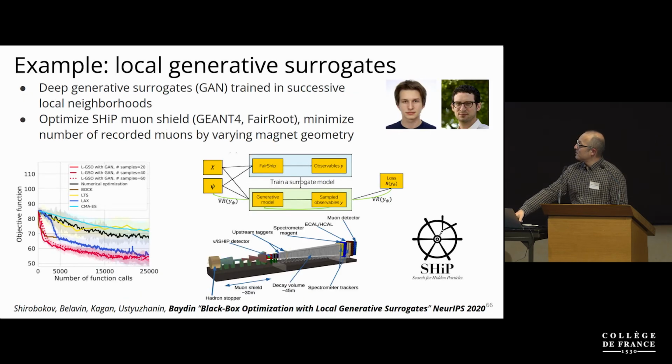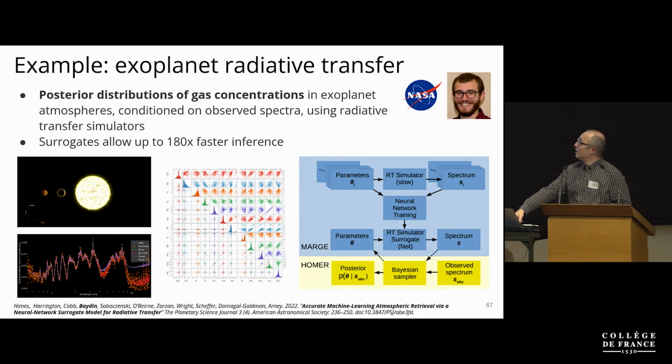Basically, using this surrogate, you can do design optimization. In this work, for example, we optimized the muon detector, the shapes of some magnets in a particle physics instrument, based on some differentiable surrogate of some existing simulator.